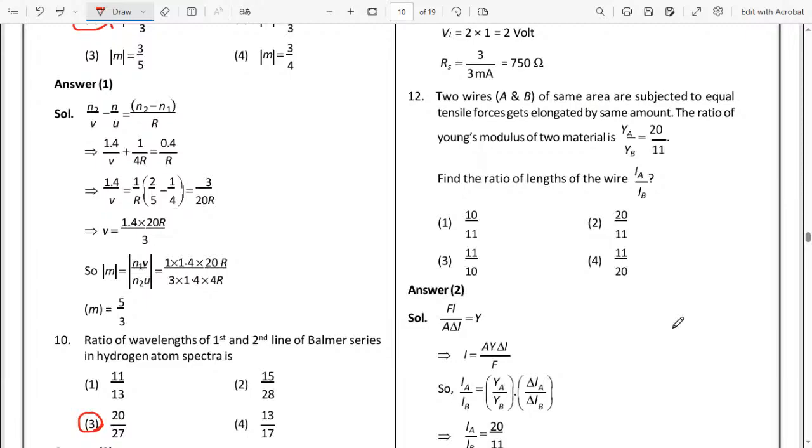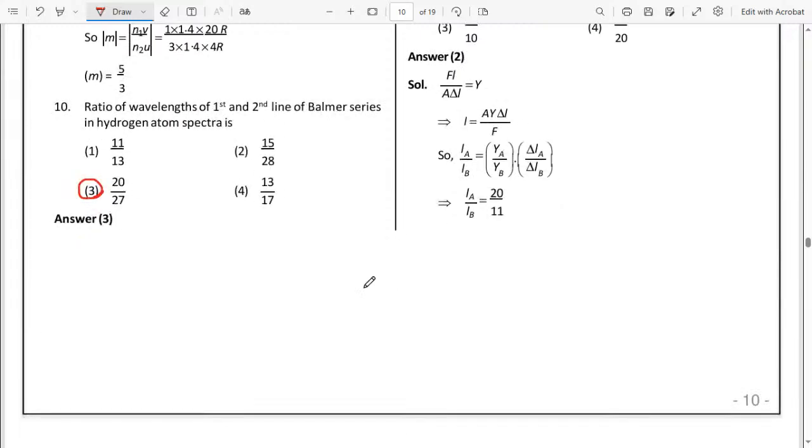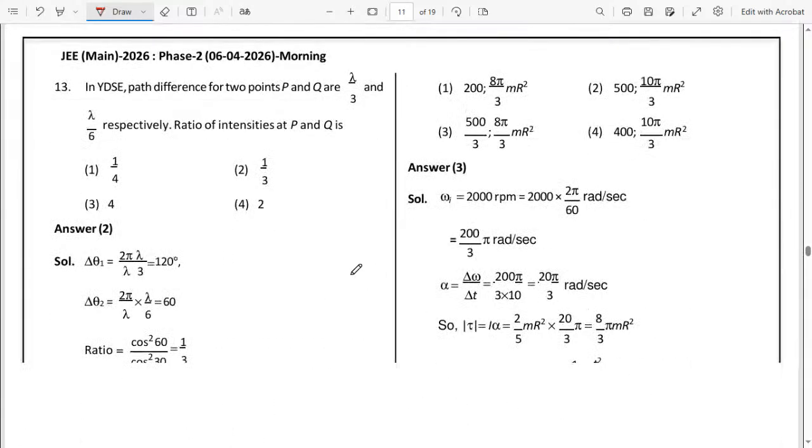Next, question number 12. Two wires A and B of same area are subject to equal tensile forces gets elongated by same amount. The ratio of Young's Modulus of two material is Ya by Yb equal to 20 by 11. Find the ratio of lengths of the wire. Right? So the answer is 20 by 11 is correct option, students. Same.